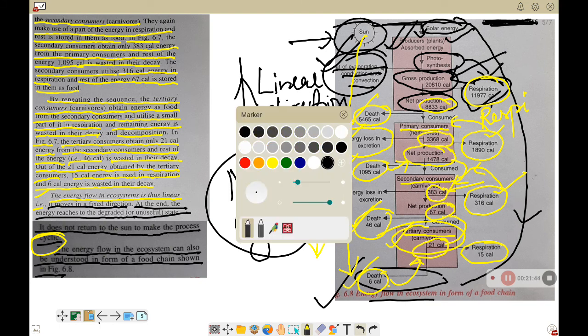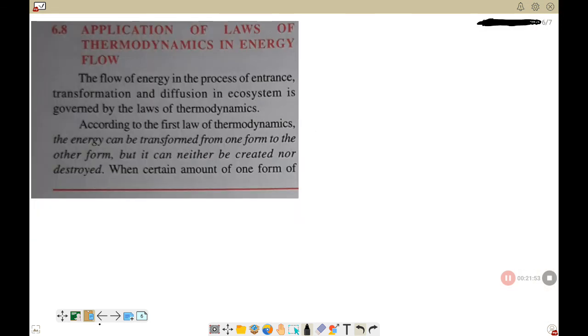So now let's go to the next page. You can turn the page in your book. On the next page, you see the application of thermodynamics. Application of laws of thermodynamics in energy flow.